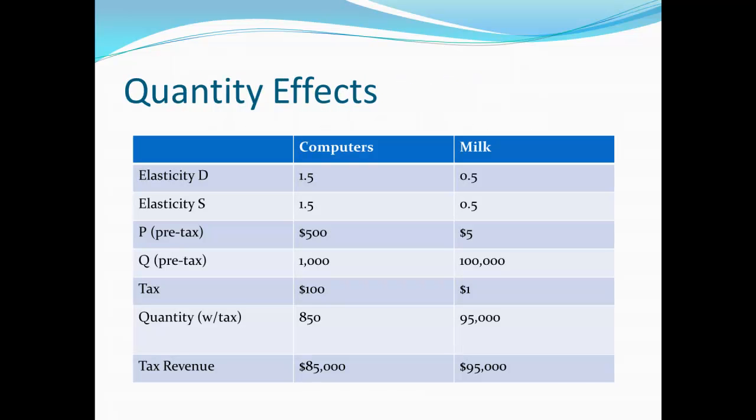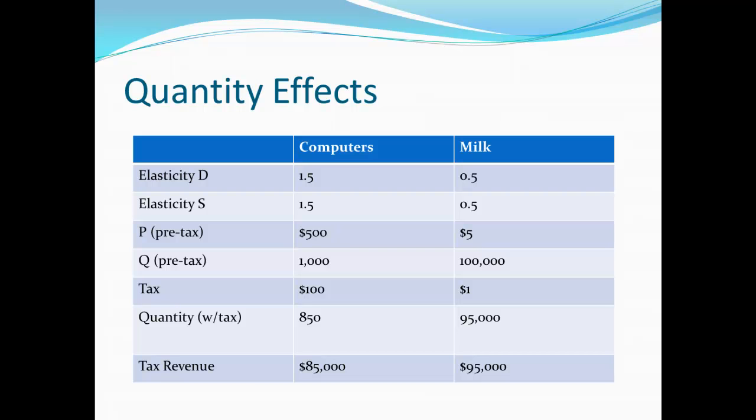Here, we're looking at the quantity effects in two different markets, the market for computers and the market for milk. Now, in both of them, I'm going to assume that the elasticity of demand and the elasticity of supply are equal, so any tax is going to get divided evenly between these two. I'm also making the two markets the same size. Say the price of computers before any tax is implemented is something like $500, while it's only $5 for a gallon of milk.